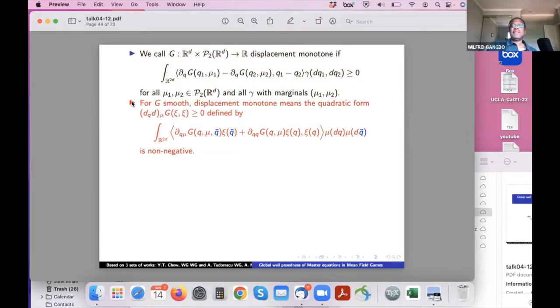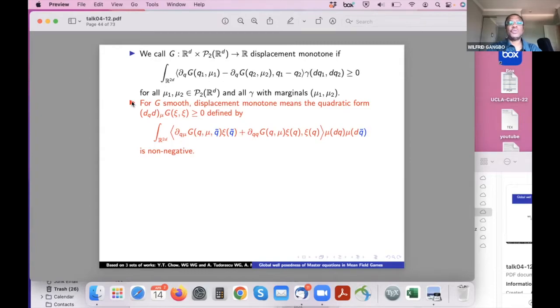For smooth functions, by smooth I mean instead of just knowing that the first derivative of G exists, assume I know the second derivative of G exists. Then the previous condition I wrote, one can show that it is equivalent to showing that a quadratic form defined on the tangent space is non-negative. So this quadratic form involves the mixed derivative with respect to Q and mu, and the derivative with respect to Q.